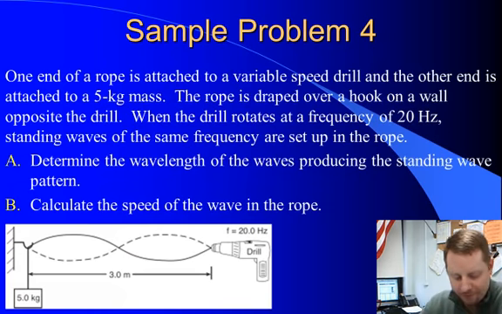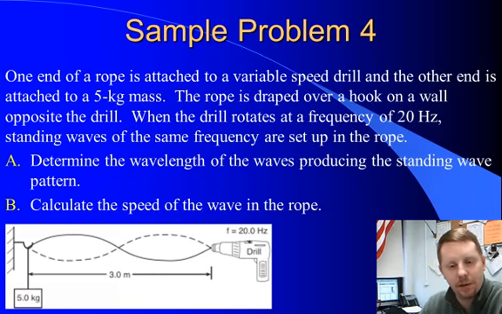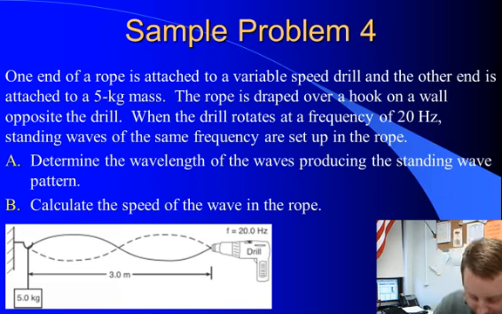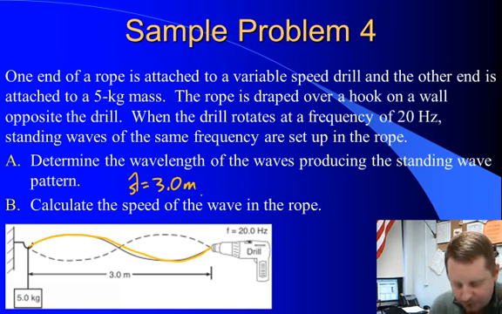One last problem here. One end of a rope is attached to a variable speed drill, and the other end is attached to a 5-kilogram mass. The rope is draped over a hook on a wall opposite the drill. When the drill rotates at a frequency of 20 hertz, standing waves of the same frequency are set up in the rope. We're at first asked to determine the wavelength of the waves producing the standing wave pattern. Well, if I look at the diagram, I can see that I have 1 full wavelength between the drill and the wall. So if that wavelength is 3 meters, this becomes a very simple problem. Wavelength lambda is 3.0 meters.